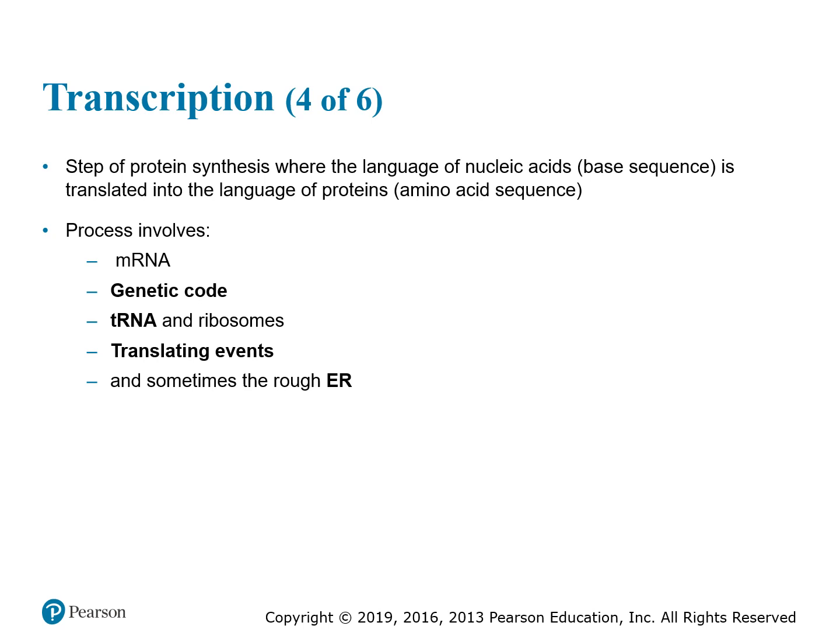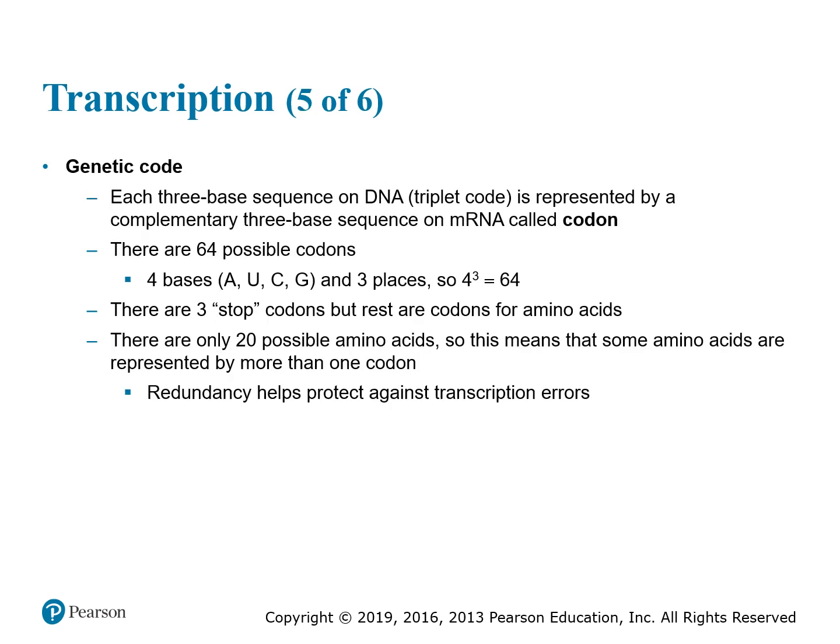And so now going on, the process involves mRNA, the genetic code, tRNA and ribosomes, the translating events, and sometimes the rough ER, depending on whether or not your protein actually needs modification. So the genetic code, this is referring to essentially the chart that shows you how triplet codons get actually translated to amino acids. Remember that every 3 bases is a codon. Those get translated to messenger RNA, and the signal is essentially kept now in RNA form.